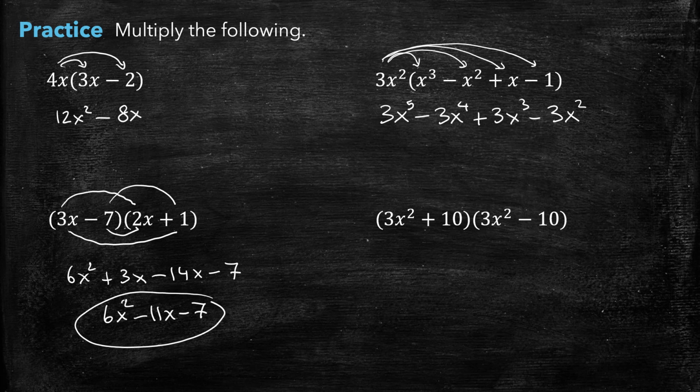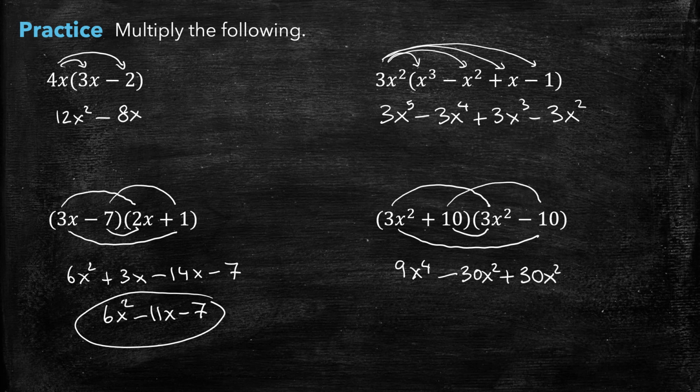And just circle that. And here, let's do this again. So the first terms will give 9x to the 4th. The outer terms will give negative 30x squared. The inner terms, conveniently, give plus 30x squared. And the last terms will give minus 100. So these cancel, and we're left with 9x to the 4th minus 100.